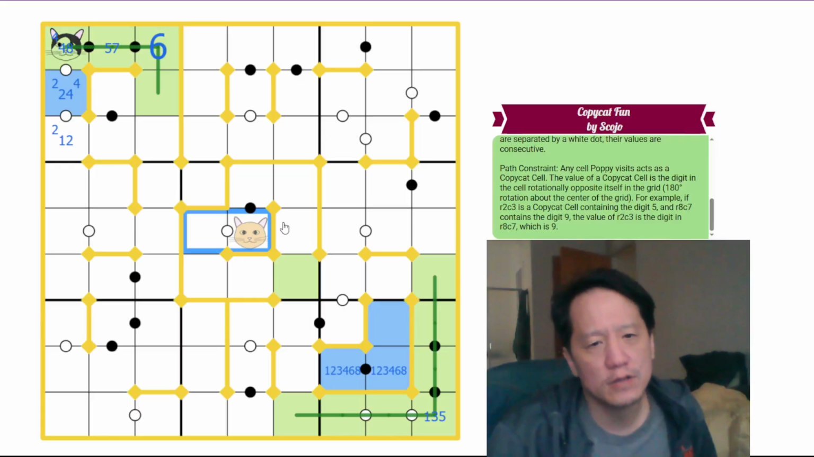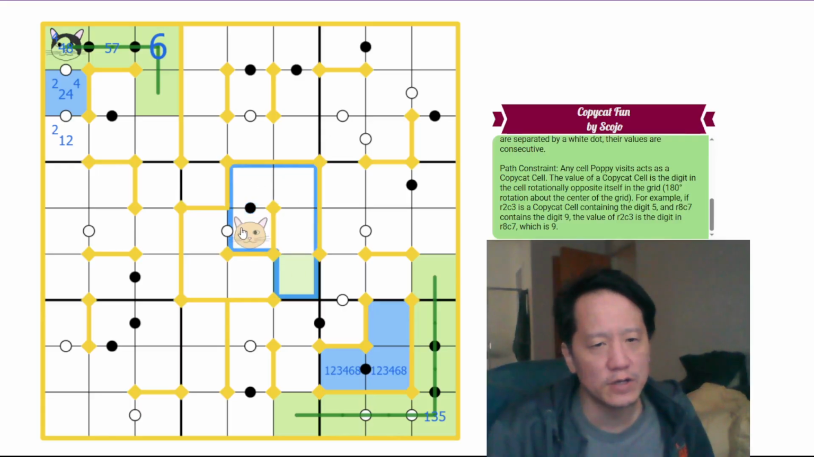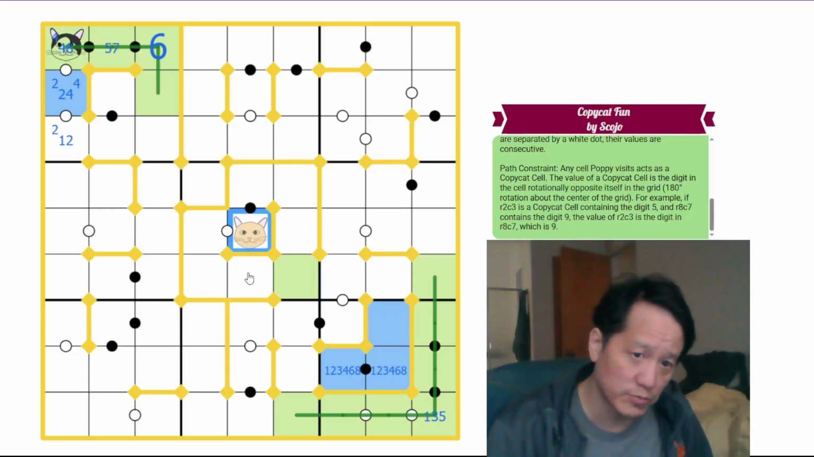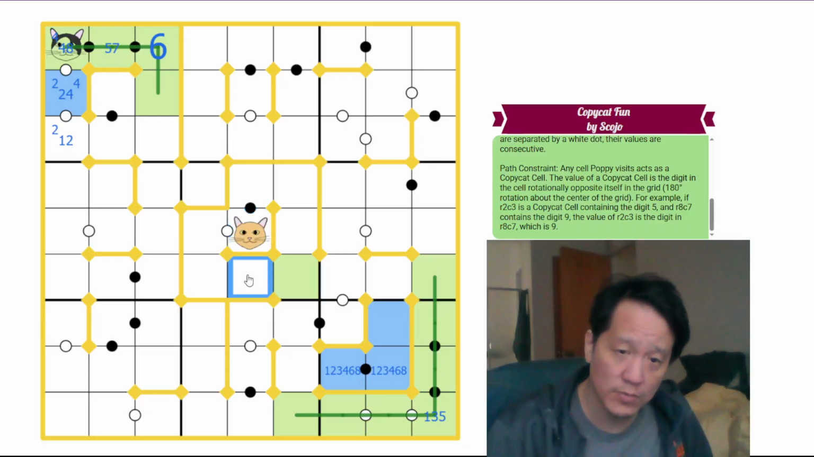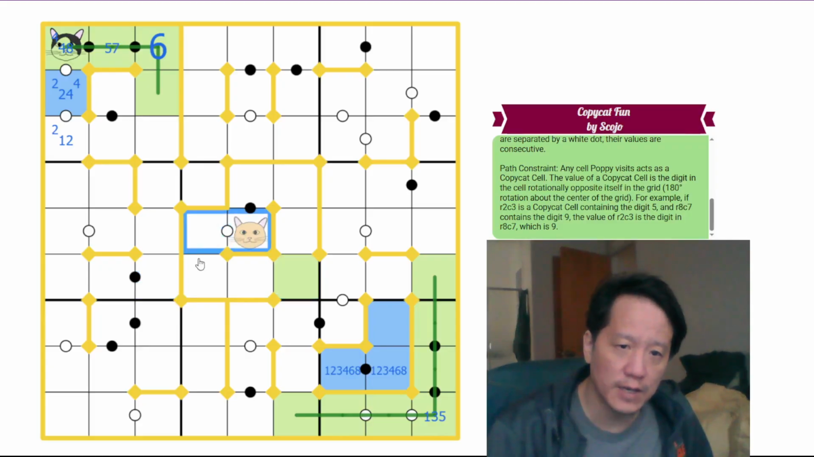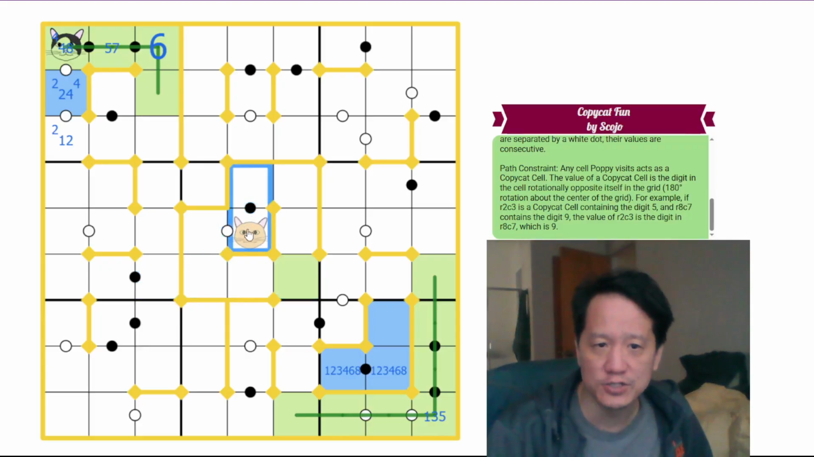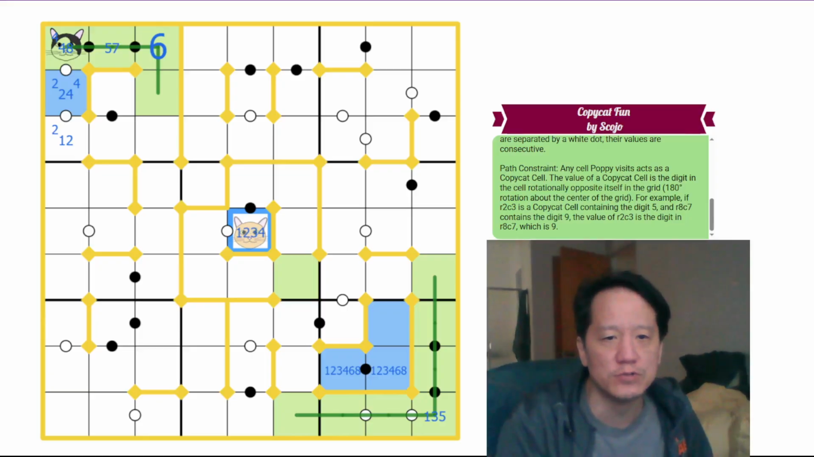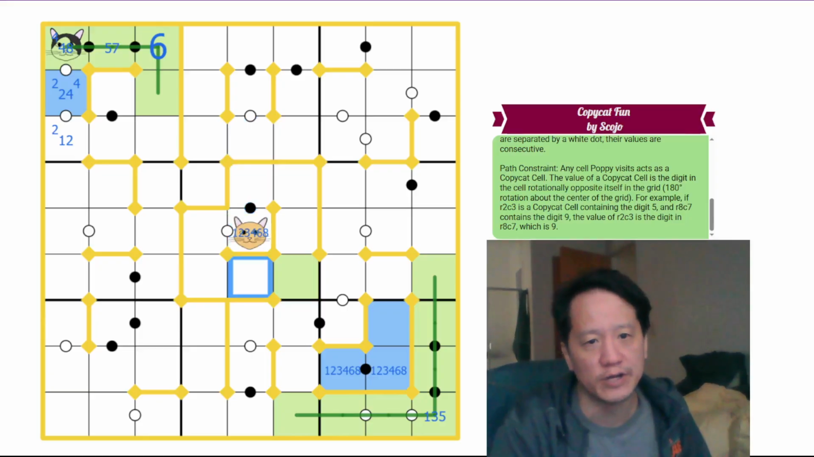So, okay. That means if it goes this way, this is in a 1 to 2 ratio with that digit. If it goes this way, that means this is in a 1 to 2 ratio with that digit. So this must be in a 1 to 2 ratio with one of these. We're not sure which.